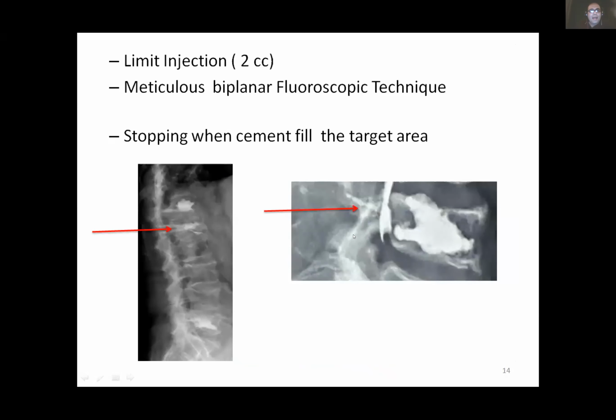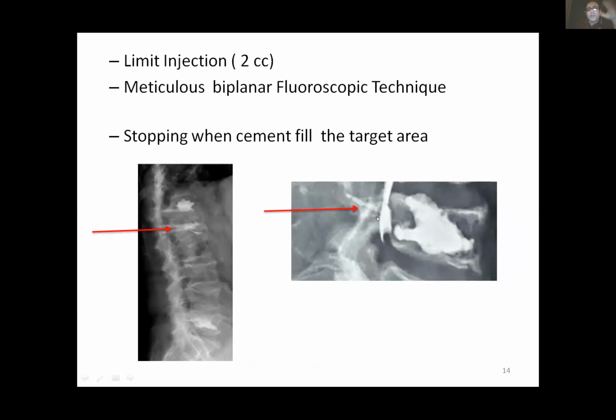So you need to inject not too much. You need around 2 cc or 3 cc maximally. Meticulous biplanar fluoroscopic technique, if available, is very efficient and helpful for you. And stop when you achieve the target. The enemy of good is better. When you achieve the target, do not say, I can inject more, I can have more. Otherwise, you can have such a malignant leak.